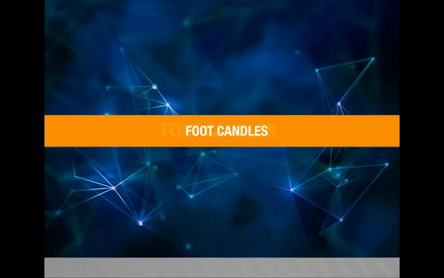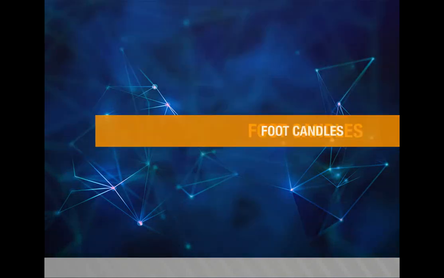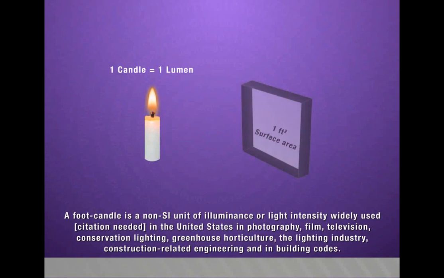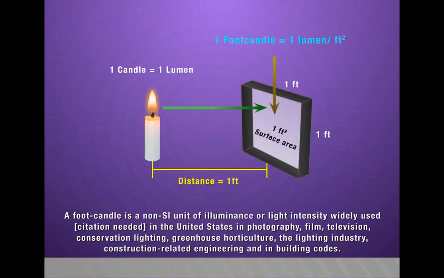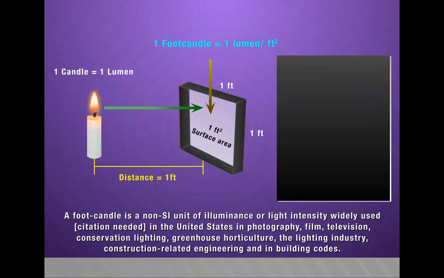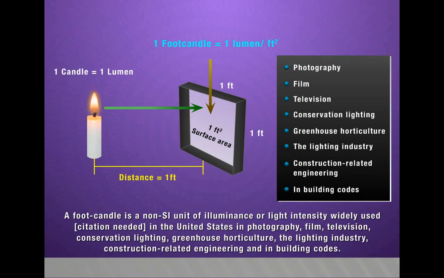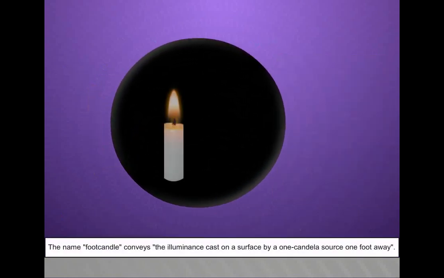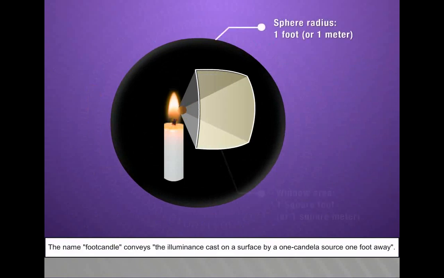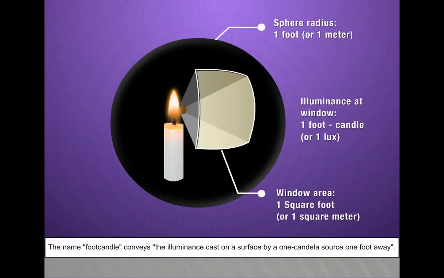Foot candles. In this video, we are going to see about foot candles. A foot candle is a non-SI unit of illuminance or light intensity widely used in the United States in photography, film, television, conservation lighting, greenhouse horticulture, the lighting industry, construction-related engineering, and in building codes. The name foot candle conveys the illuminance cast on a surface by one candela source 1 foot away.